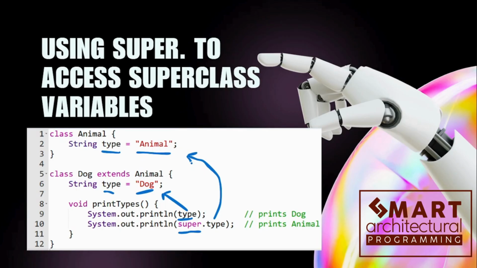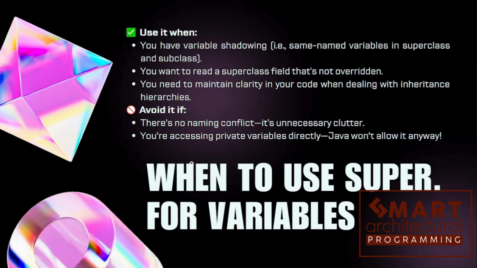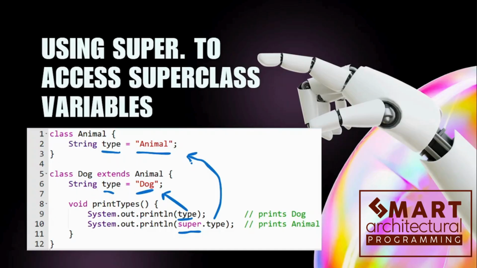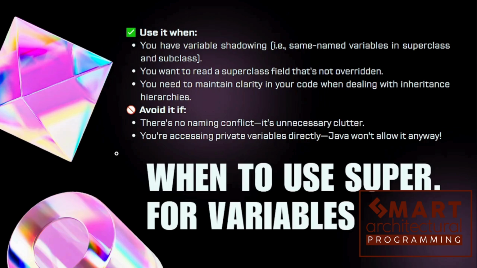So that's what is happening here. With that understanding, we need to develop an intuition or some rules of thumb on when you need to use super dot for variables. So you use it when you have variable shadowing, same-named variables in the superclass and subclass. As I showed you here, this is variable shadowing. You have a type variable here and you have a type variable here. When you have the same names, that's variable shadowing, and that is when you need to use super dot to pinpoint exactly which variable you're trying to leverage, so as not to have Java implicitly select the wrong variable.